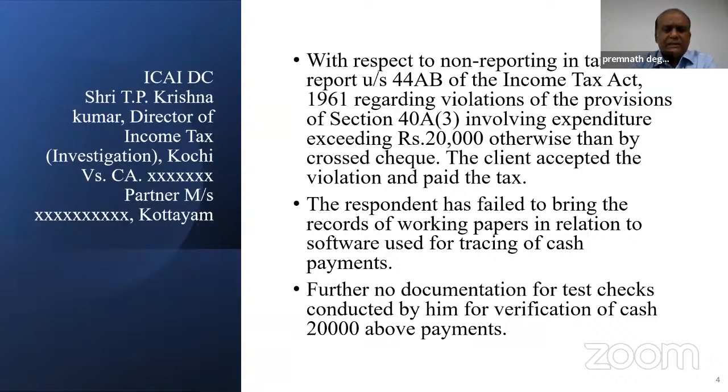So I mentioned the case example for violation, the DC case with respect to non-reporting in the tax audit under 44AB of 40A3 cash payments, that is, expenditure of more than 20,000 in those days, otherwise than by cross cheque. The client accepted the violation and paid the tax. So when it happens, the respondent has failed to bring the records of working papers in relation to software used for tracing of cash payments. Further, there were no documents for test checks conducted by him for verification of cash payments. He is professionally negligent under clauses 6 and 7 of Schedule 2, wherein professional negligence is established.